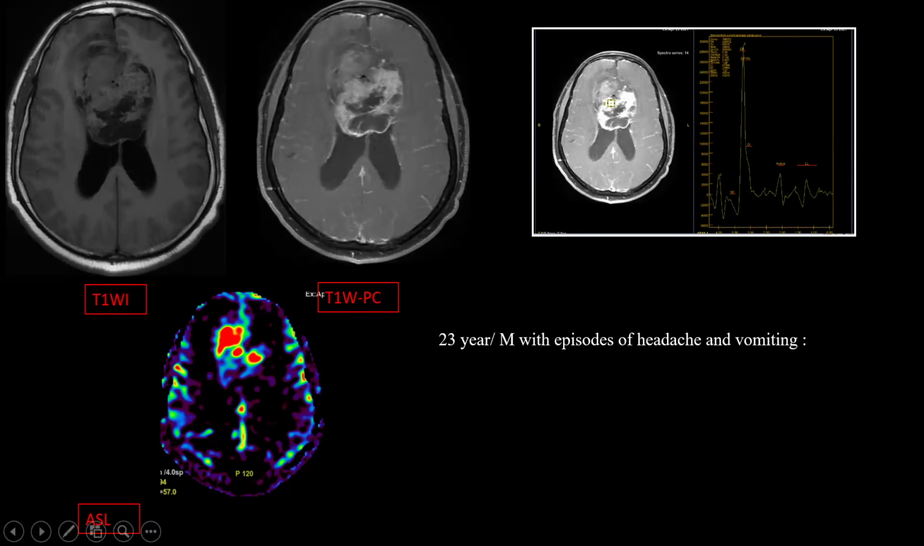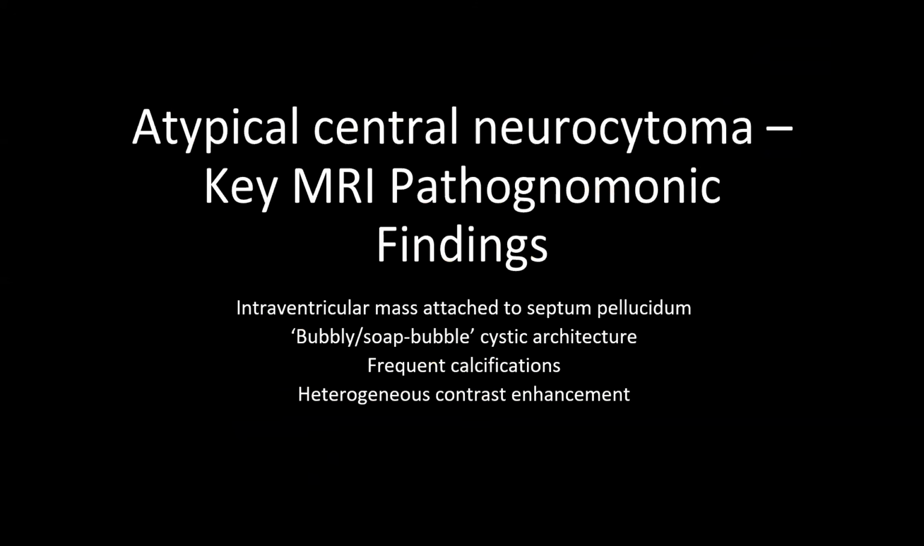So based on the location of the tumor and the age of the patient, as well as the given MR morphology, the diagnosis is atypical central neurocytoma. So what are the key features? Intraventricular mass attached to the septum pellucidum. As you saw, it was a midline mass. It has a bubbly or a soap bubble cystic architecture. It may show areas of calcifications and heterogeneous areas of contrast enhancement.